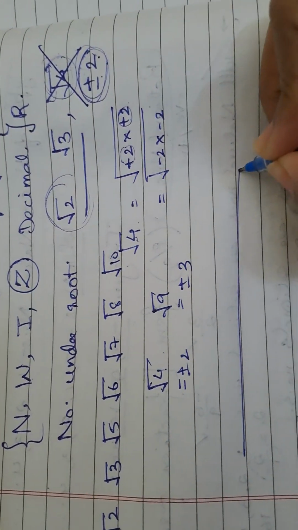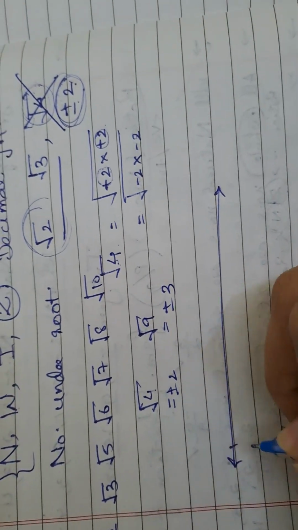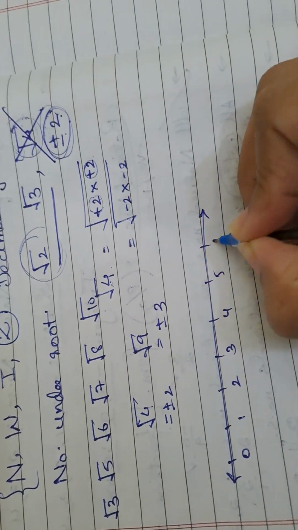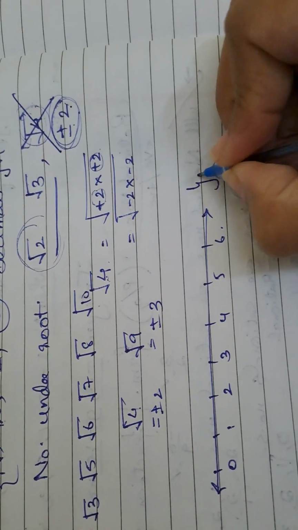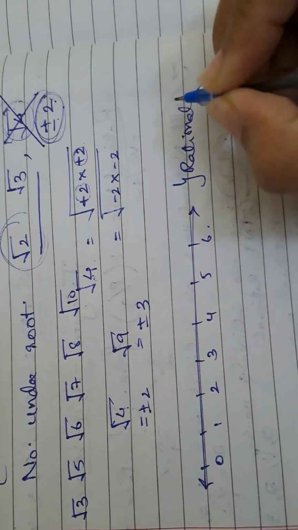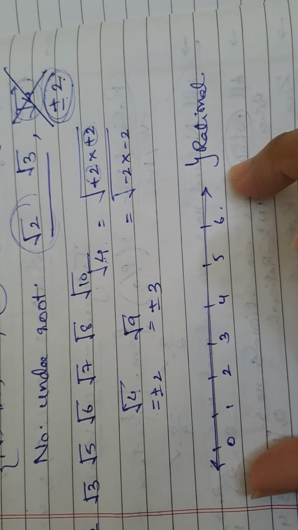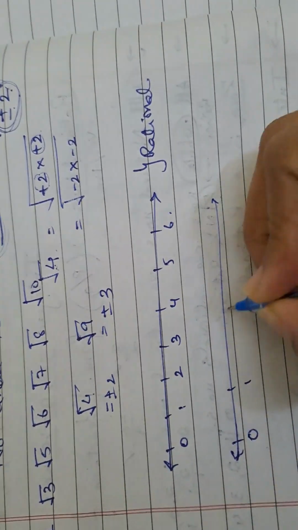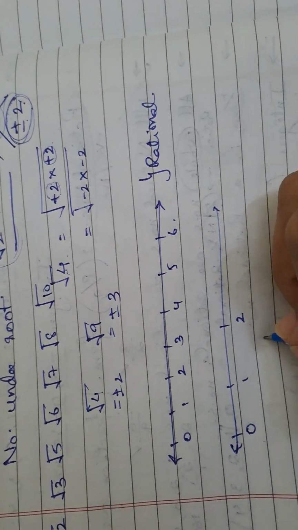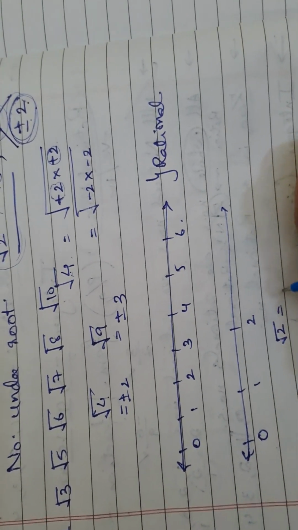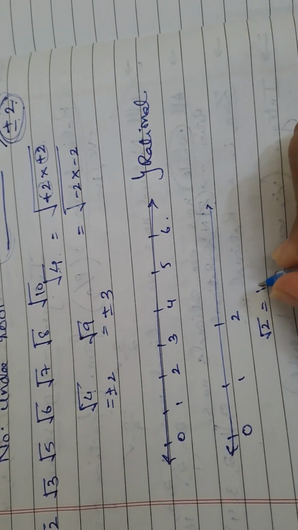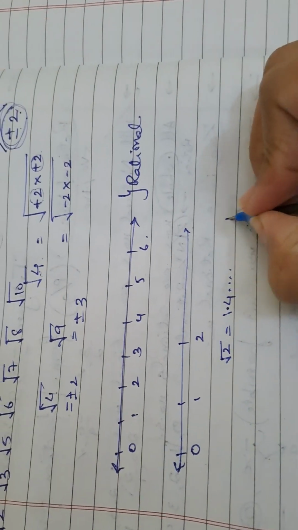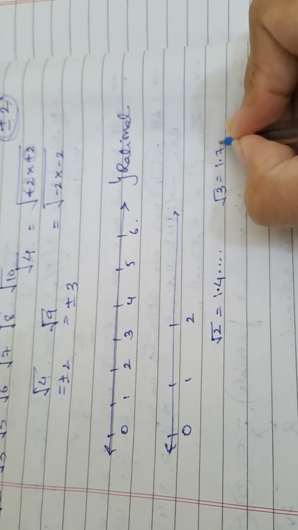If I'm drawing rational numbers on the scale, I can draw 0, 1, 2, 3, 4, 5, 6. These are the rational numbers that I'm plotting on a number line. But what about the irrational numbers? I have a 0, a 1, a 2, but where exactly will root 2 come? Root 2 is 1.4 something, and root 3 is 1.7 something something.